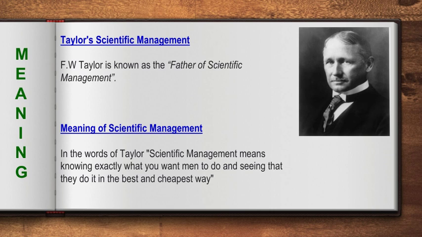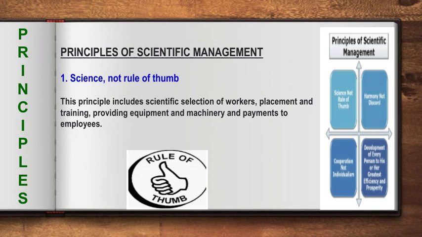But what is this scientific management? In the words of Taylor, scientific management means knowing exactly what you want men to do and seeing that they do it in the best and cheapest way. Now let us go through the principles of scientific management.